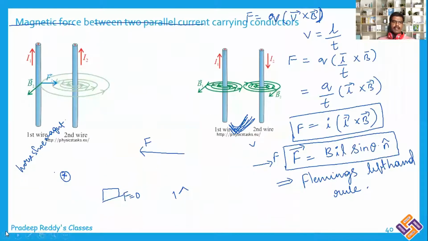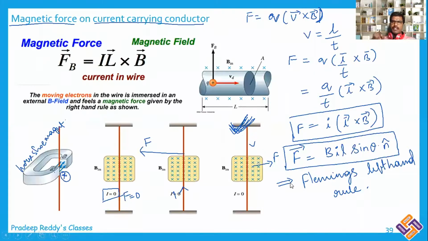So whenever, instead of taking a charged particle, you take a current carrying conductor and place it in an external magnetic field, it will experience a force BIL sin theta. And theta is the angle between L bar and B bar. Remember that. And the force experienced should be perpendicular to L bar as well as B bar. L bar is the length vector. It is always in the direction of I bar, in the direction in which current is flowing.